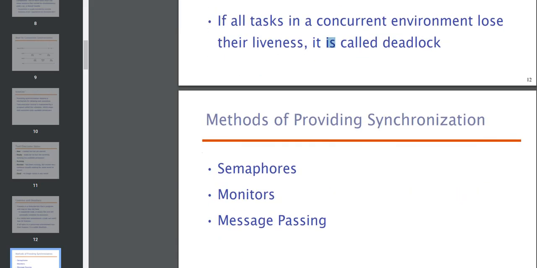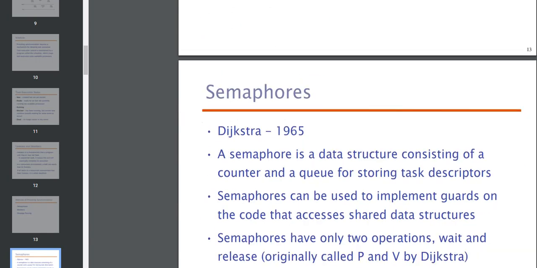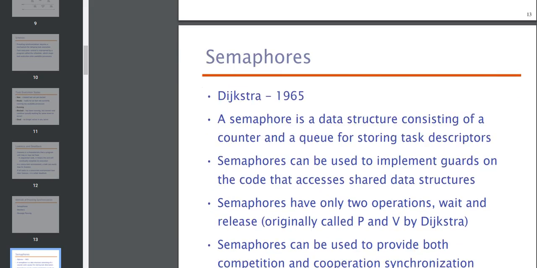Methods of providing synchronization: semaphores, monitors, message passing. What are semaphores? Proposed by Dijkstra in 1965. A semaphore is a data structure consisting of a counter and a queue.